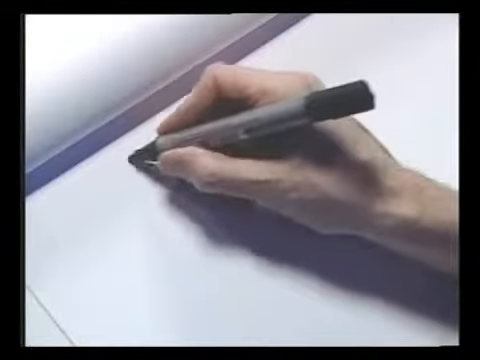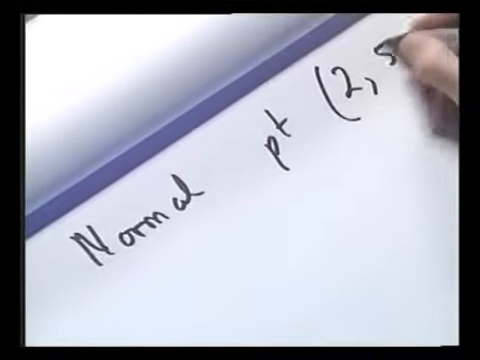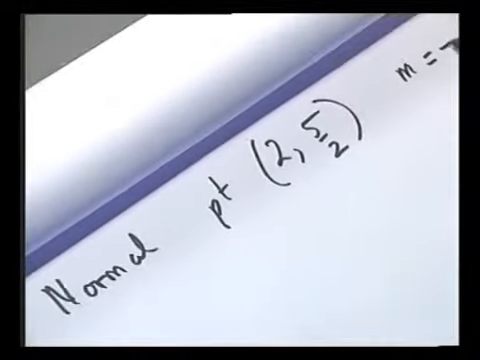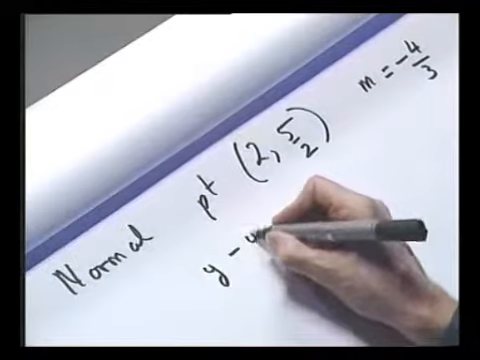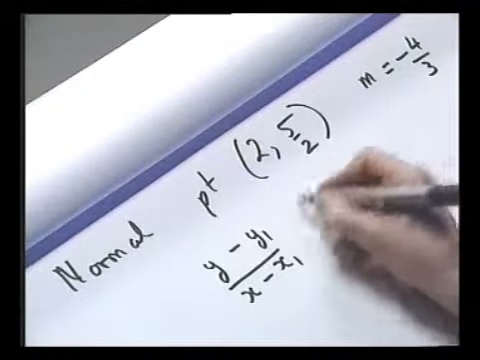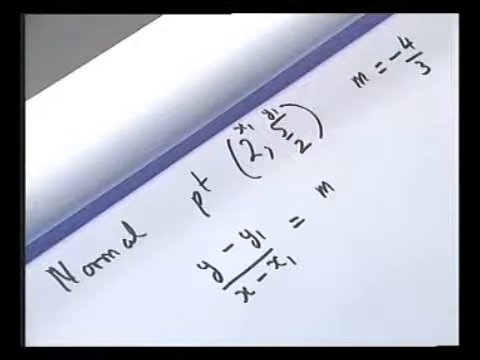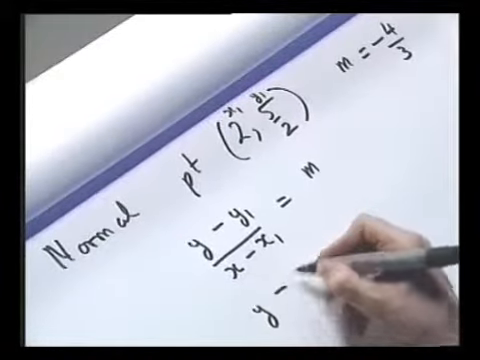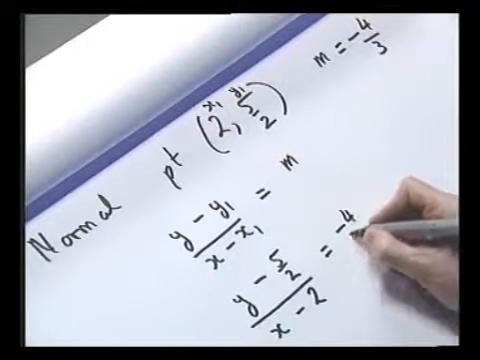We also know the point on the curve. That still hasn't changed. That's still the point (2, 5/2). So we now want the equation of the normal. Let's just write down what we know. We know the point, that's (2, 5/2), and we know the gradient, that's minus 4 over 3. So our standard equation for a straight line, (y minus y1) over (x minus x1), is equal to the gradient. And this is the point x1, y1. So now we substitute that in, (y minus 5/2) over (x minus 2) is equal to minus 4 over 3.